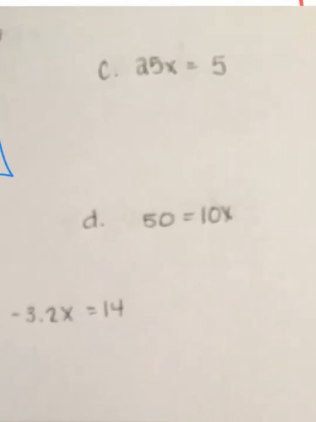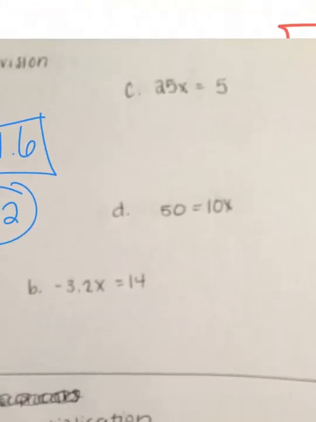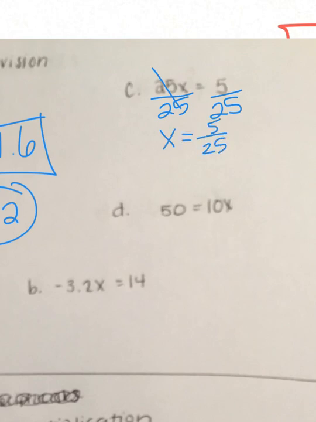Okay, for C, it says 25x equals 5. Remember, this is 25 times x equals 5. So now I want to divide by 25, right? I want to isolate x to get it all by itself there. So those cancel, and then I have x equals 5 over 25. So let's simplify that.